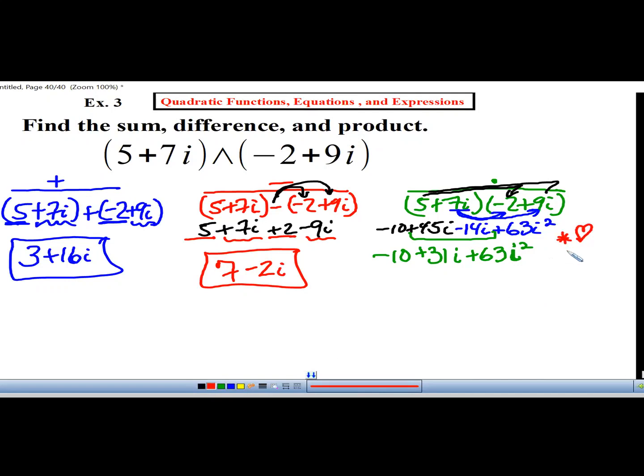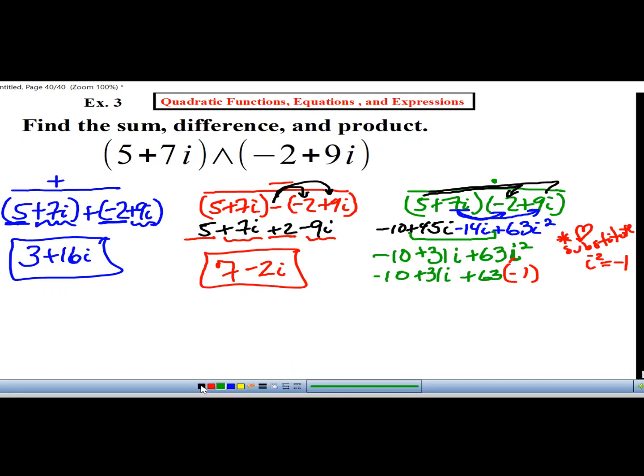Just write substitute, and we write that i squared is equal to what? Negative 1. So that means here, we're going to substitute negative 1 for i squared, bring down the 63, bring down the positive 31i, and bring down the negative 10.